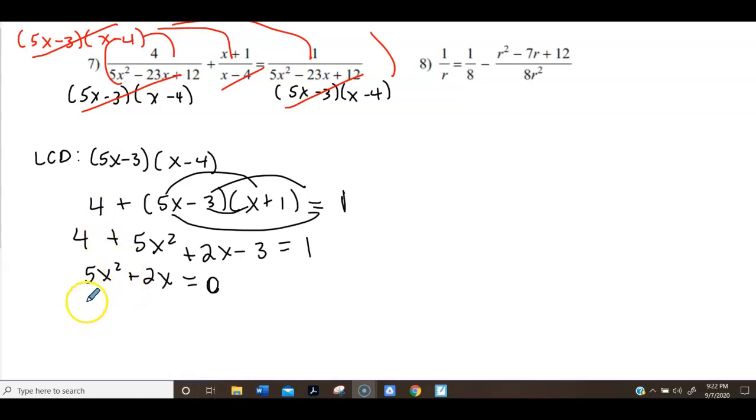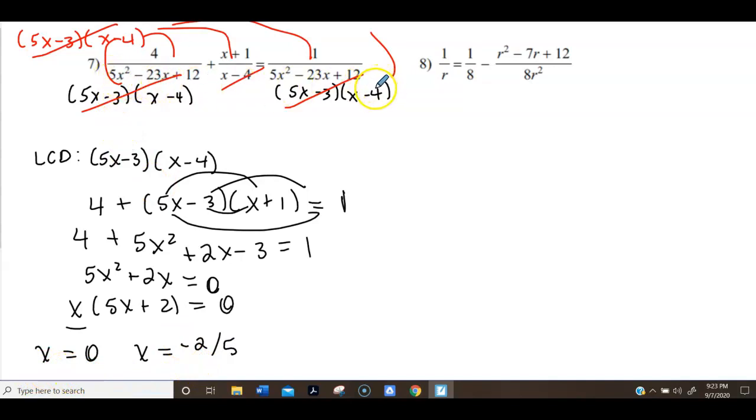So now what I'm going to do is factor out an x, and that leaves me 5x plus 2 equals 0. X is one of the factors, so x equals 0, using the zero product property. This one, 5x plus 2, when you set it equal to 0, you get negative 2/5. You want to check these and make sure they don't make the denominators go to 0. I don't believe they do, so you're good.